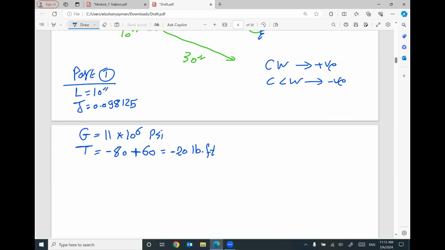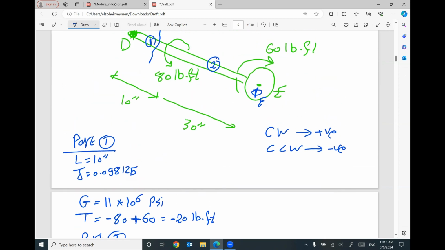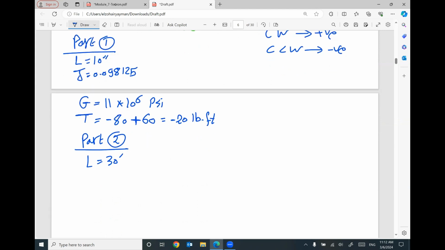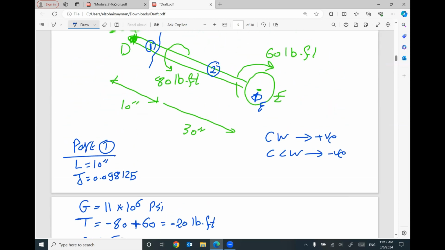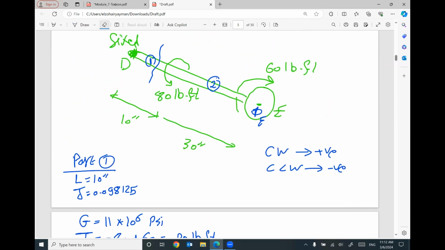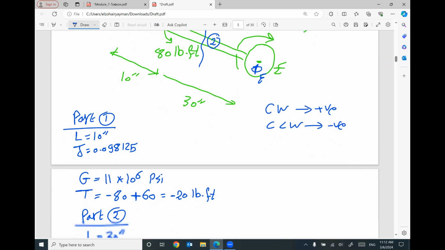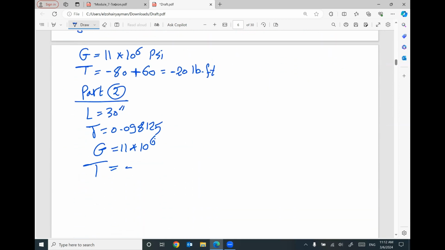For part number 2, the length of the second part is 30 inch. J is 0.098125. G, the same material, 11 times 10 to power 6. What will be the value of the applied torque? So I am gonna do another cut in this part, and I'm gonna use the right part. The right part will give you only 60 pound-foot clockwise, positive.